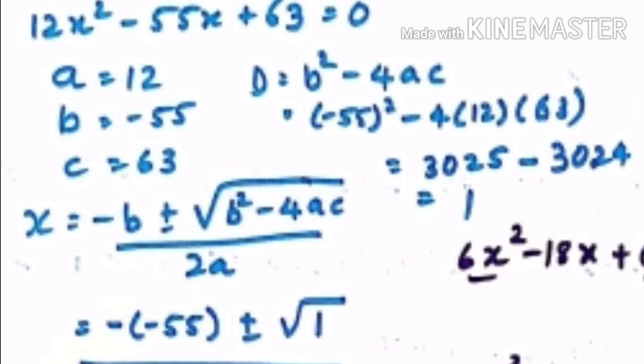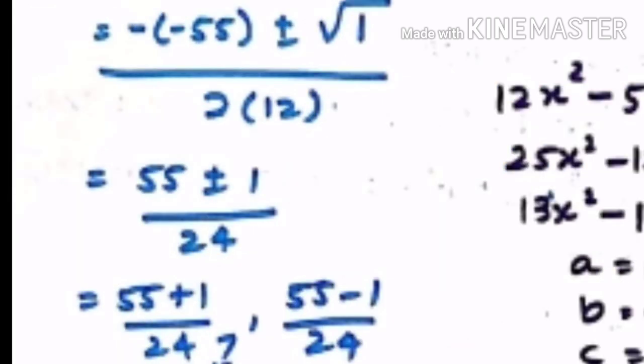Now place our formula x is equal to minus b plus or minus under root b square minus 4ac upon 2a. Now you can see b is minus 55, so we write minus, in the bracket, minus 55, plus or minus the value of D, that is b square minus 4ac, which is under root 1, upon 2a, so 2 into 12. Now you can understand that under root 1 is always 1. We all know that the value of square root 1 is 1. And then 55 plus or minus 1 upon the denominator, 12 2s are 24.